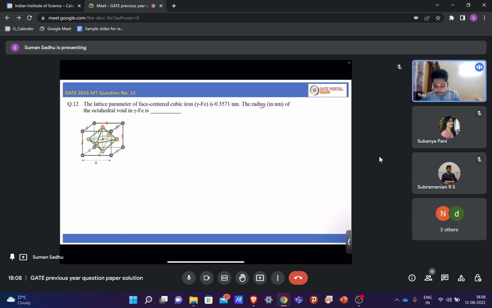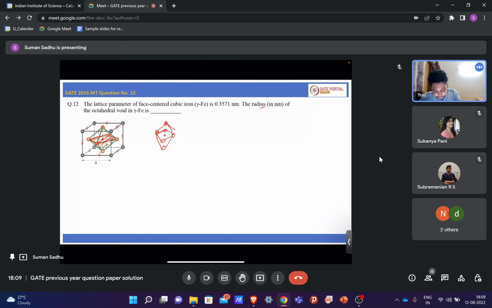Basically, an octahedral void has a coordination number of 6. There are 4 atoms in this plane, 1 atom on the top and another atom on the bottom. First, let us consider this octahedral void which is present at the body center location. If we see this plane, this distance is equal to the lattice parameter a. If we draw the octahedral void here, 4 atoms are in the plane, one atom is at the top and another atom is at the bottom, and this is the location of this octahedral void.